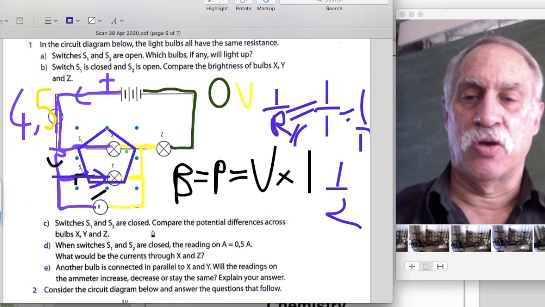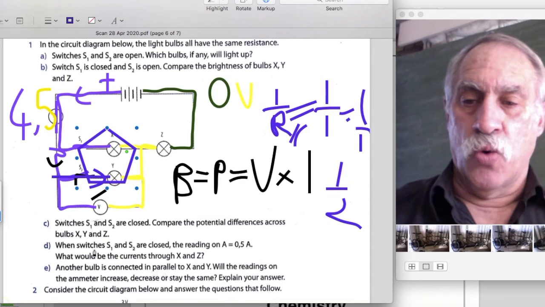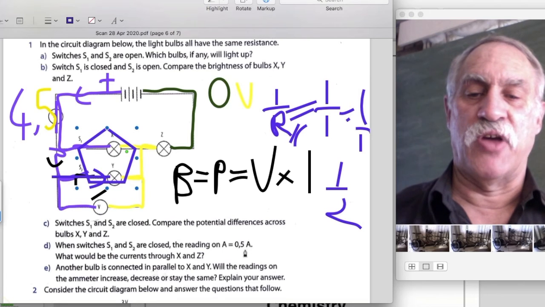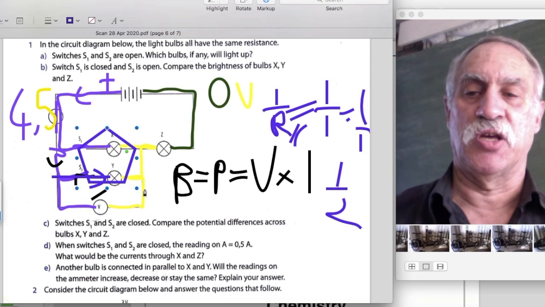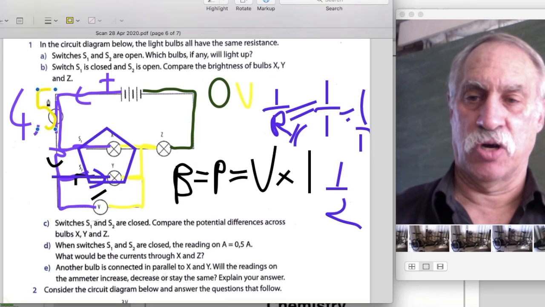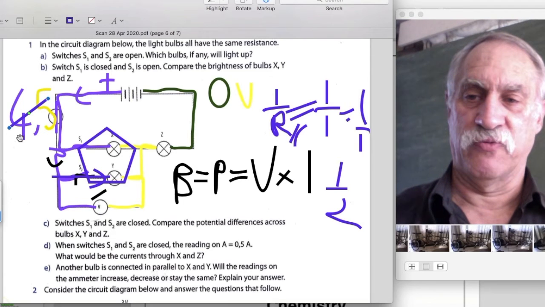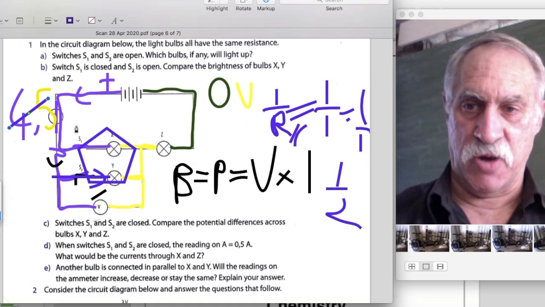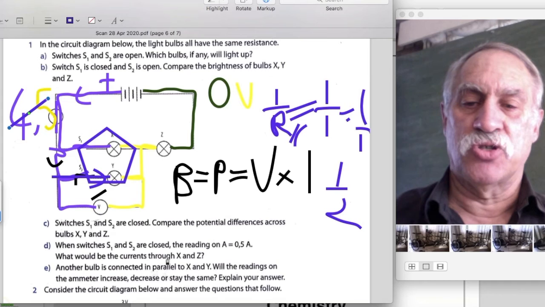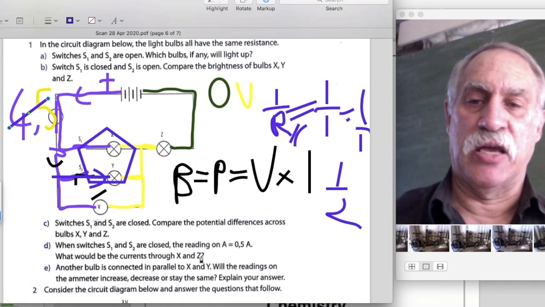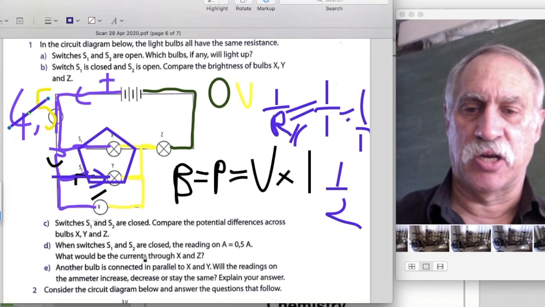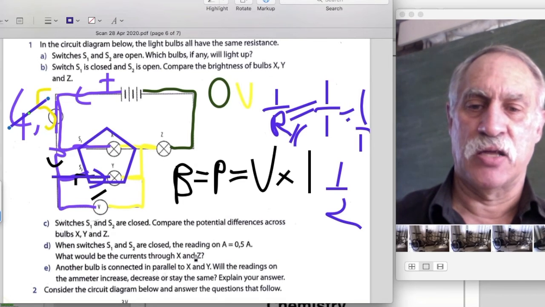Okay, so that's the potential difference. When switches S1 and S2 are closed, the reading on the ammeter is 0.5 amps. This is the first time they actually give us a reading, so we can't say this, I was just using it as an example. It probably isn't 4.5, so I'm cancelling that out in my mind. The only thing I know is that the ammeter reading is half an amp. What would be the currents through X and Z? Okay, so there's X and Z.